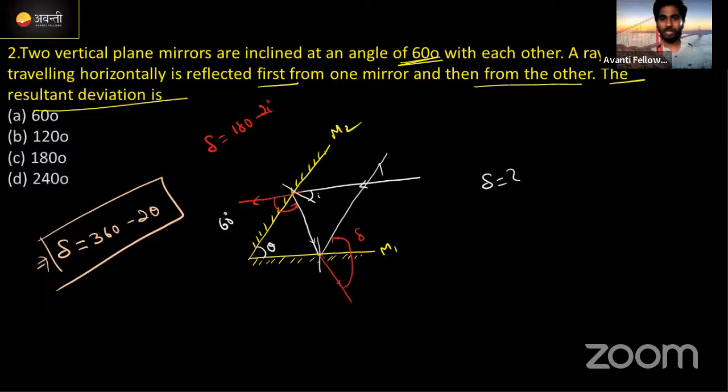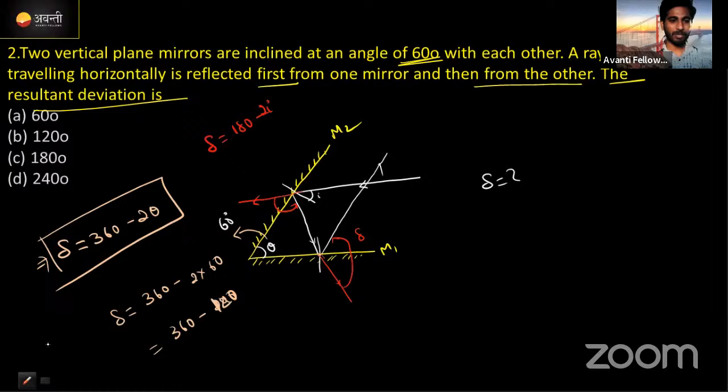Clear? Now they have given an angle also. No need to worry about it. We can easily calculate the deviation. What is deviation? Delta is equal to 360 minus 2 times theta, and the theta value is 60. Substitute here. Then 360 minus 2 into 60 means it will be 240. Sorry, 120. Sorry, 120. Correct?